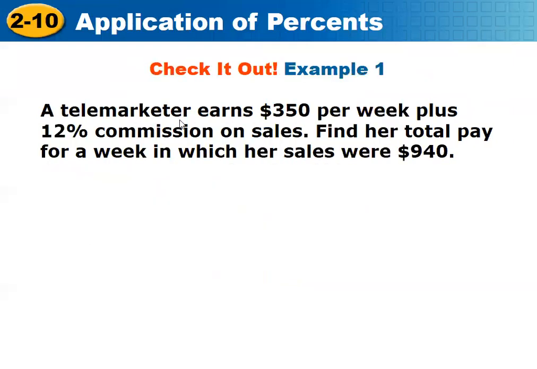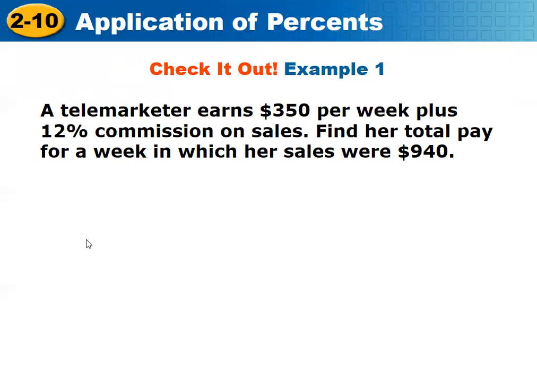A telemarketer earned $350 per week. Okay, then per week he has a standard base plus 12% commission. 12%. Think, we don't want to work with a percent. We want to work with a decimal. So I have a point here. I'm going to move it to the left 2 digits. So it will be 0.12 on sales. Find her total pay for a week in which her sales were $940.